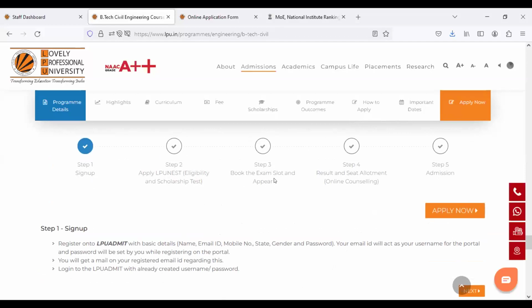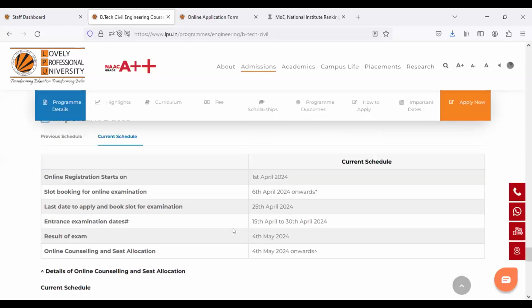And then you have to book your exam slot as per your convenience. You can book the slot, but make sure you book it in the same schedule. That is, if I talk about the April schedule, then you have to follow the April schedule. Accordingly, the result will be displayed, and after the result is displayed, you go for the seat allotment and online counseling. After getting the allotment letter, you can book your seat. And this is the timeline for the April schedule.